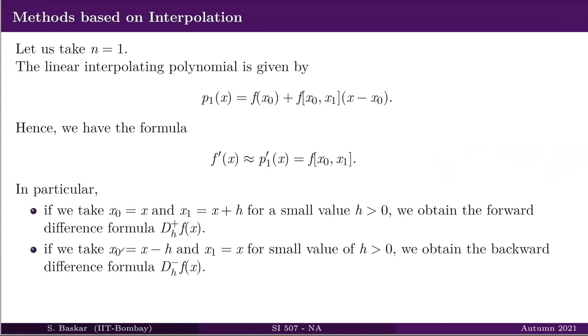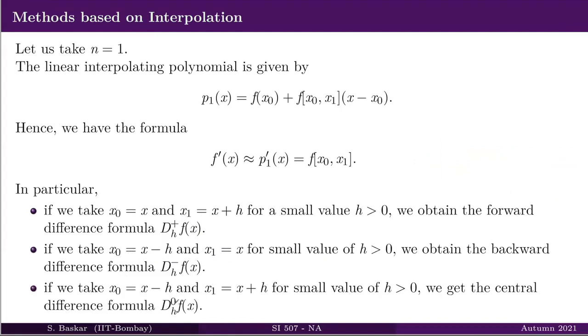Similarly, if you take x0 equal to x minus h and x1 equal to x, then that leads to the backward difference formula. And finally, if you take x0 equal to x minus h and x1 equal to x plus h, then that will lead to the central difference formula. So the three formulas that we obtained directly from the definition that we learned in calculus, you see that the same formulas can also be obtained through the linear polynomial interpolation of the function f.